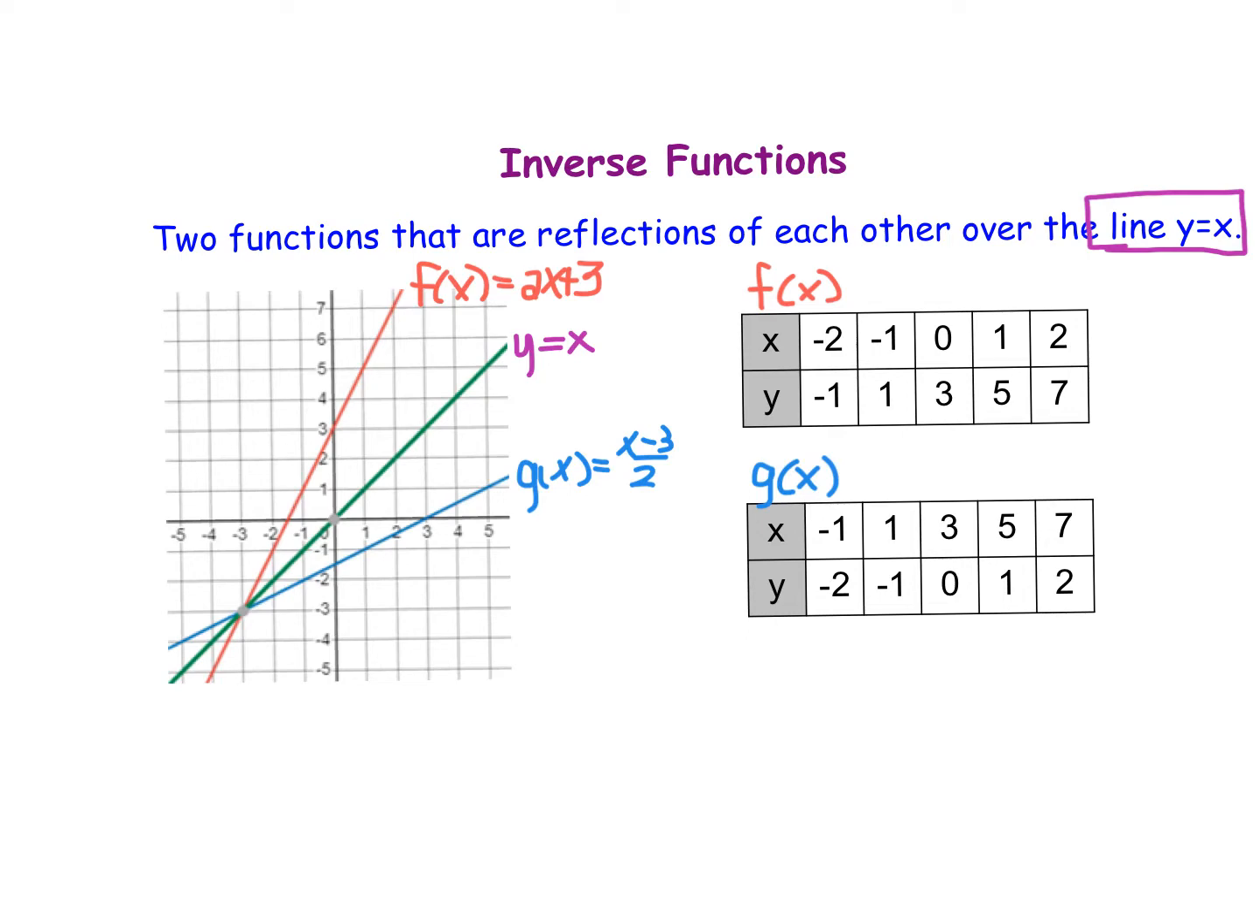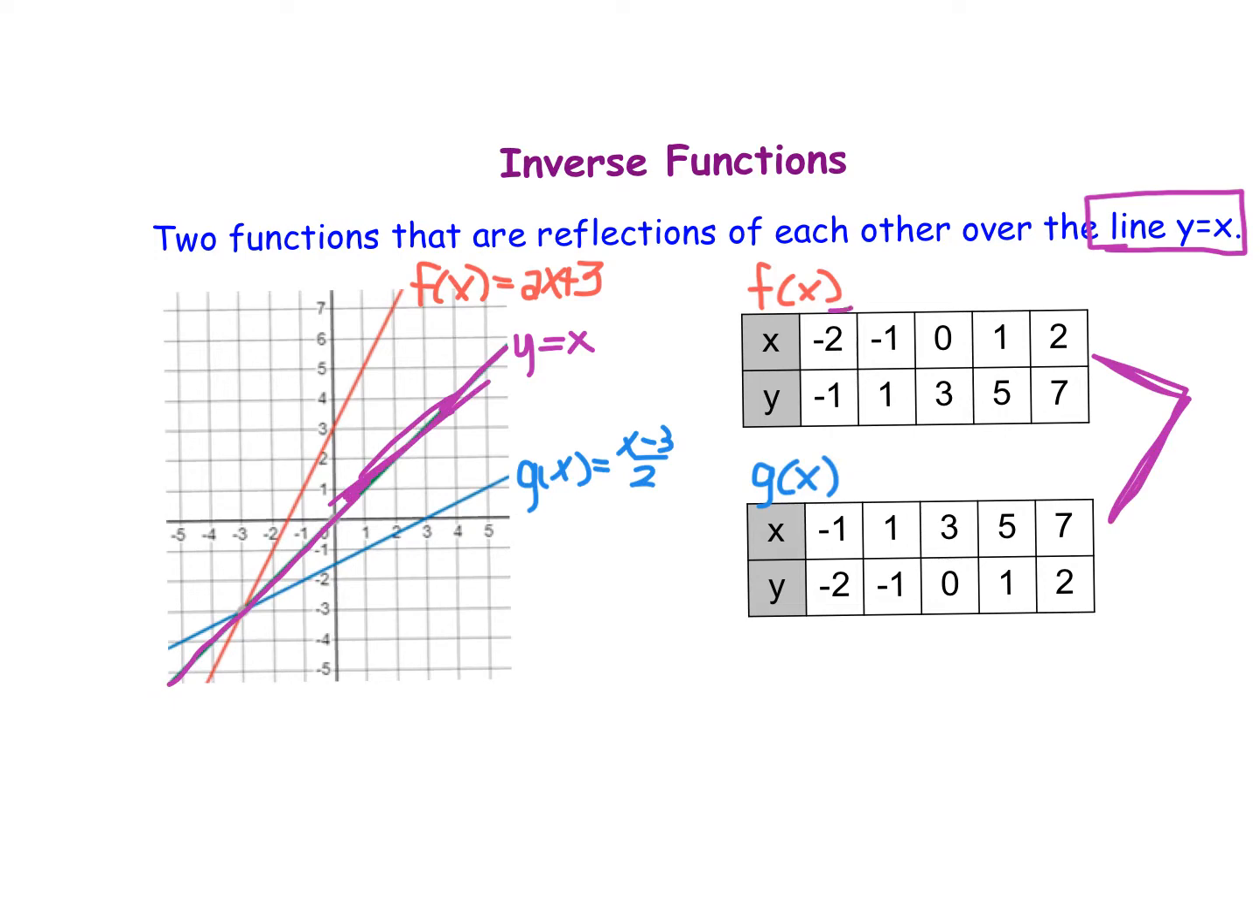Now what's really interesting about their tables is we can actually tell just from looking at a table whether or not two functions are in fact inverses of each other. So if you look carefully here, you'll notice that these two tables are really just x and y values that are flipped, which I find really interesting. Because inverse functions are reflected over this line, all that happens is their x and y values become opposite.